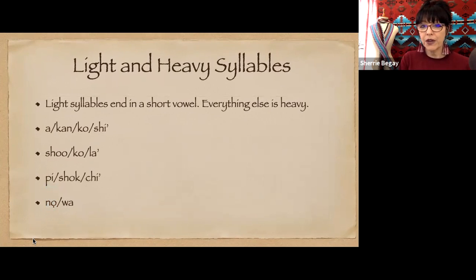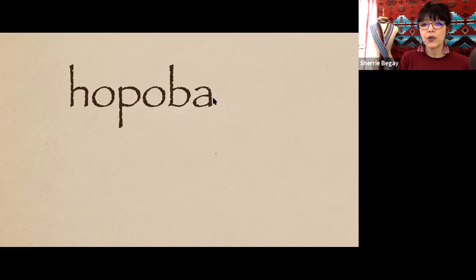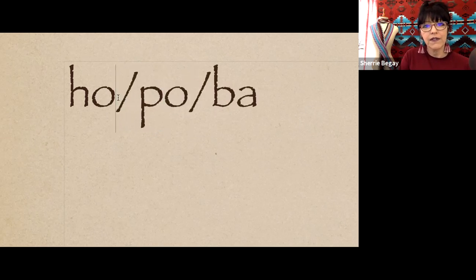Okay, so now that we know about heavy and light syllables, let's see how that affects rhythmic lengthening and pronunciation. Rhythmic lengthening, let's look at these examples on this page here. So we're going to start at the end of the word, just like the others. Look for a vowel and a consonant and a slash, then a vowel, consonant, and slash, vowel, consonant, and then we're done.